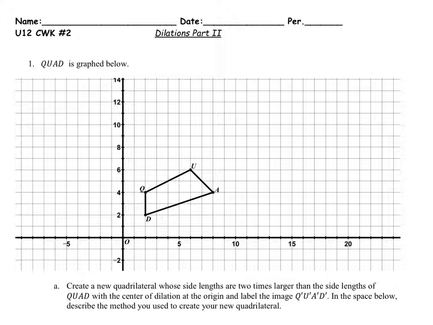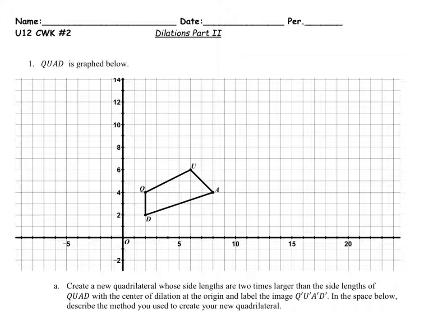Dilations Part 2. We've got this quadrilateral named Quad, and then we've got Part A. Create a new quadrilateral whose side lengths are 2 times larger than the side lengths of Quad, with the center of dilation at the origin. And label the image Q prime, U prime, A prime, D prime in the space below. Describe the method you use to create your new quadrilateral.